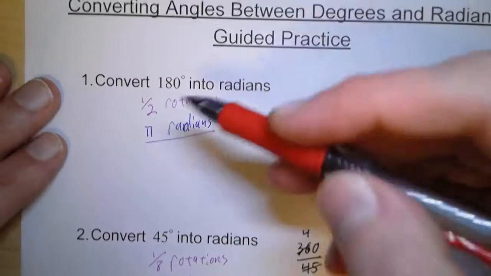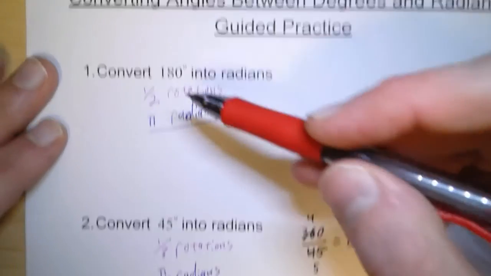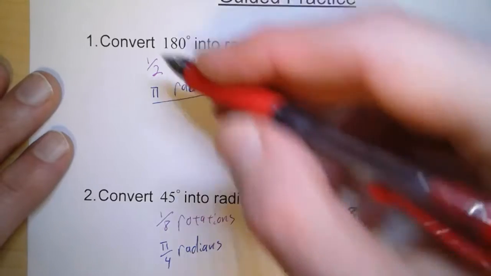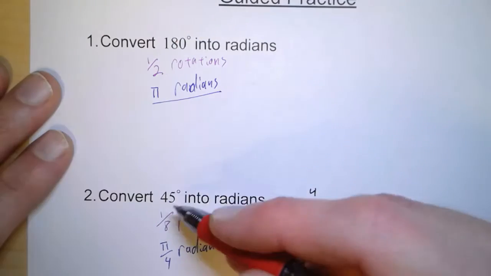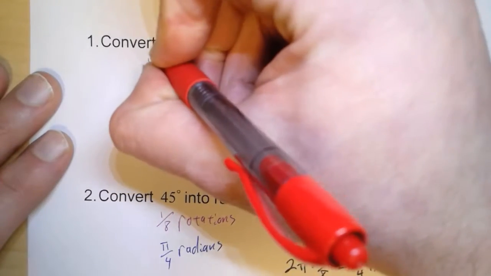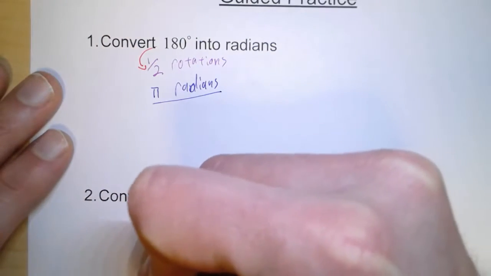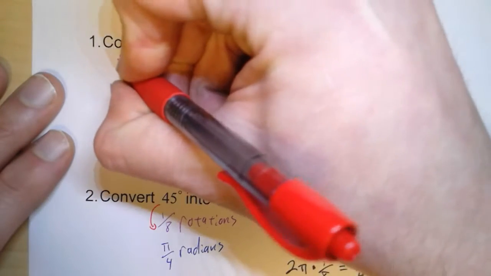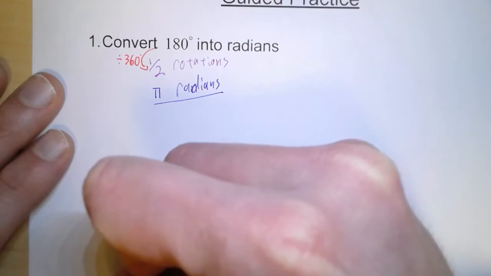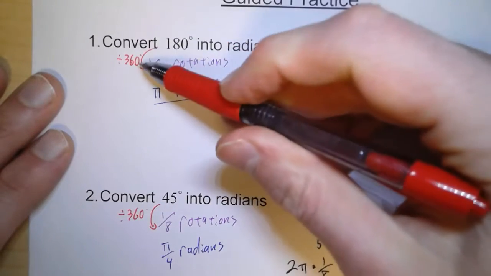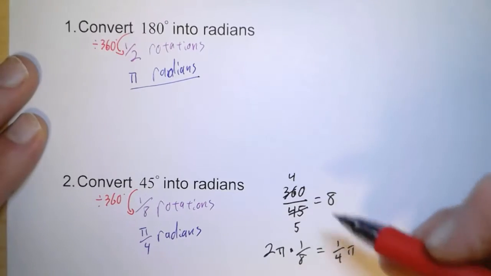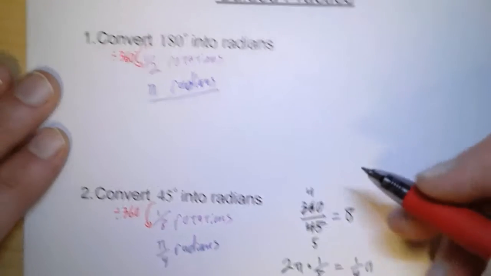So what we have to do is ask, what is the thought process in numbers 1 and 2 that we used? To go from 180 to a half and 45 to an 1/8, we did the same thing. To go from here to here and from here to here, we took these numbers and divided them by 360 degrees. That's what we did. 180 divided by 360 gives us a half. 45 divided by 360 gives us an 1/8, because that's just the reciprocal of what we had over here.